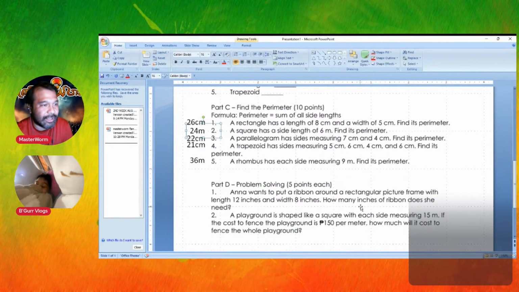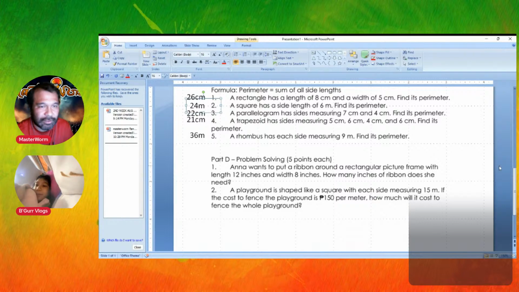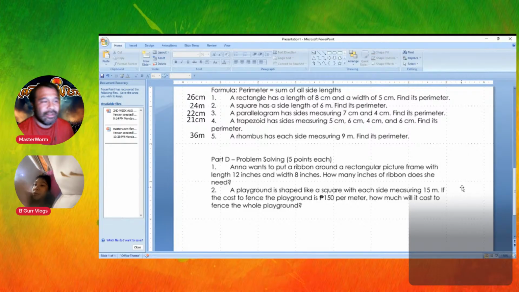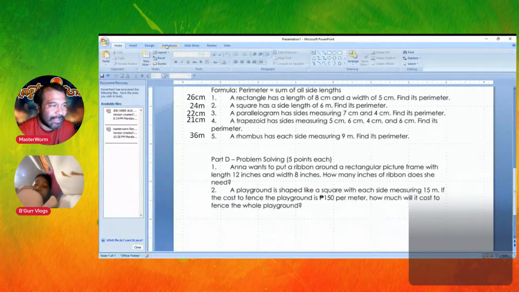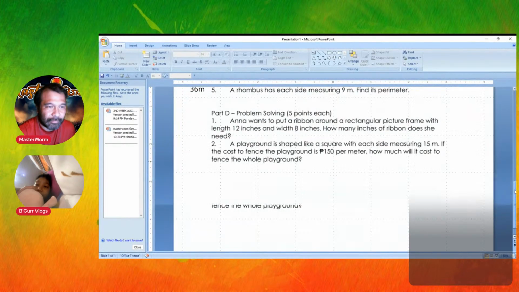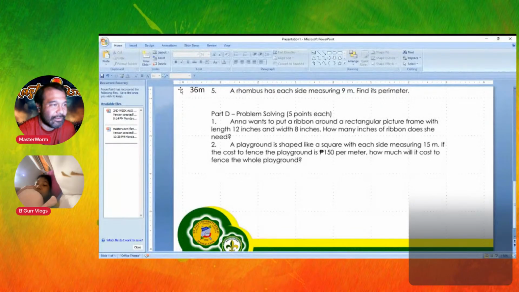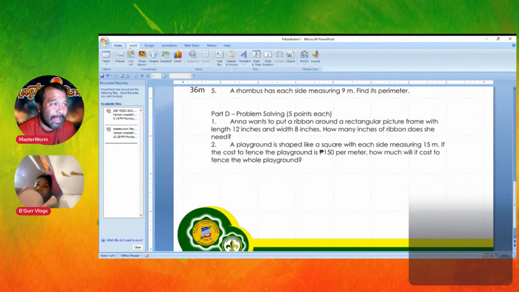Okay, so next, problem solving, 5 points each. Anna wants to put a ribbon around a rectangular picture frame. The length is 12 inches and the width is 8 inches. How many inches of ribbon does she need? Did you get the question? If you don't understand, you will have a hard time.